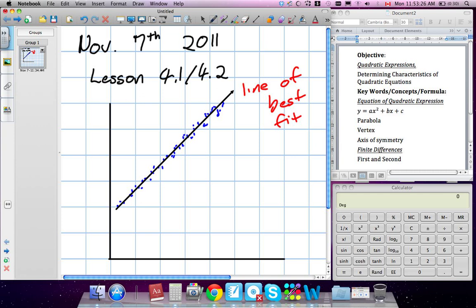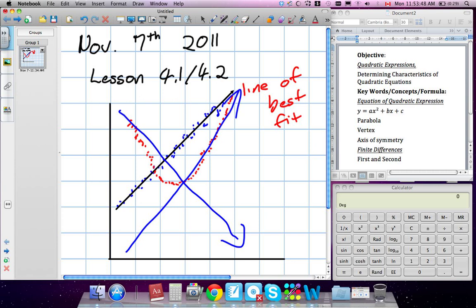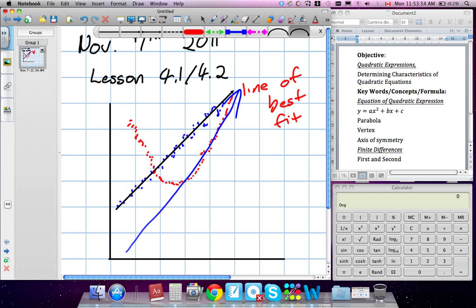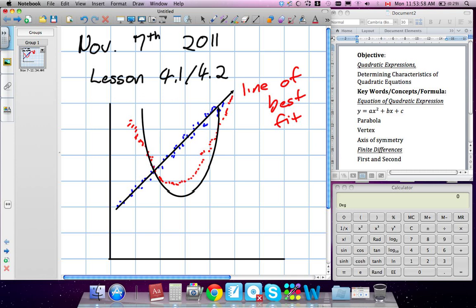Okay? Let's say now I have data that looks something like this. There we go. A line won't be sufficient. This doesn't really give us a good indication of the data after a certain point, and neither does this. So a line isn't sufficient. What we'll be looking for is a curve of best fit, which could be something like this.